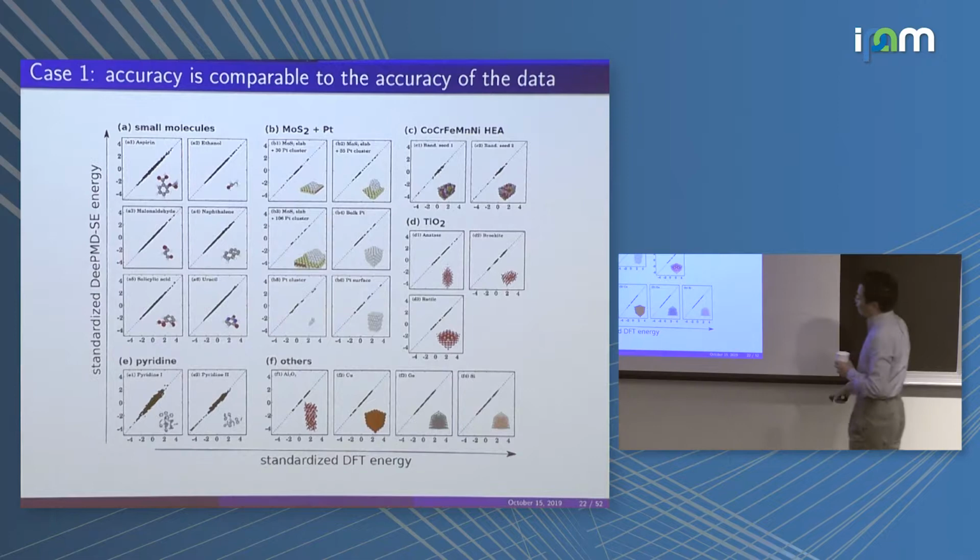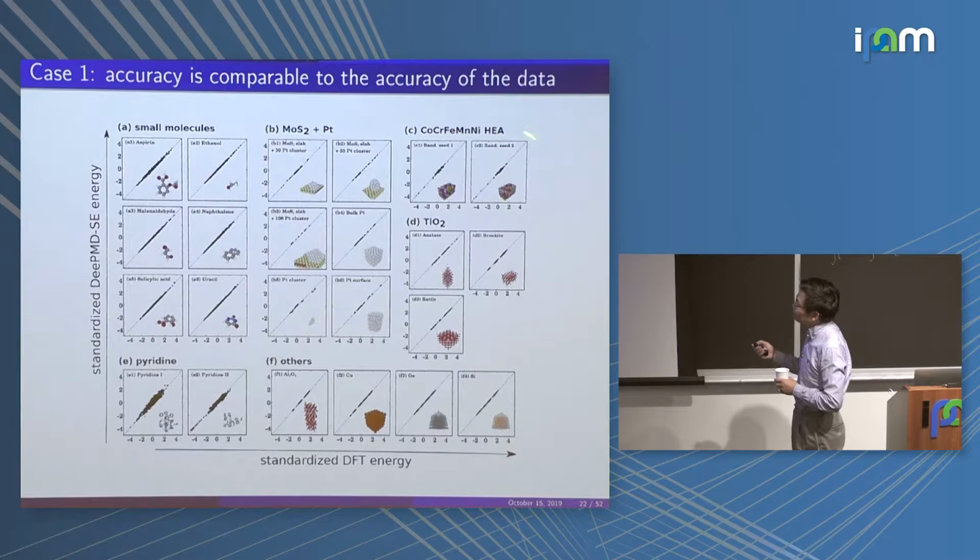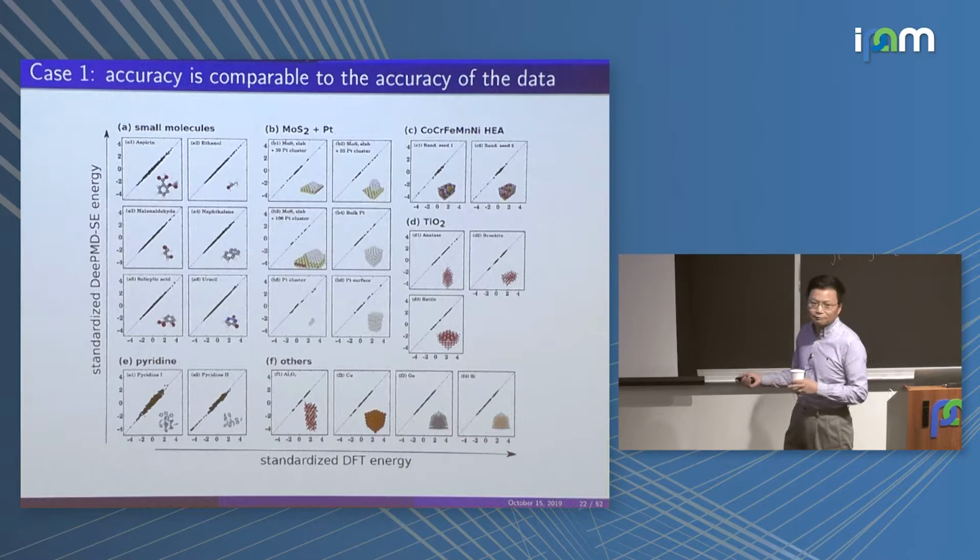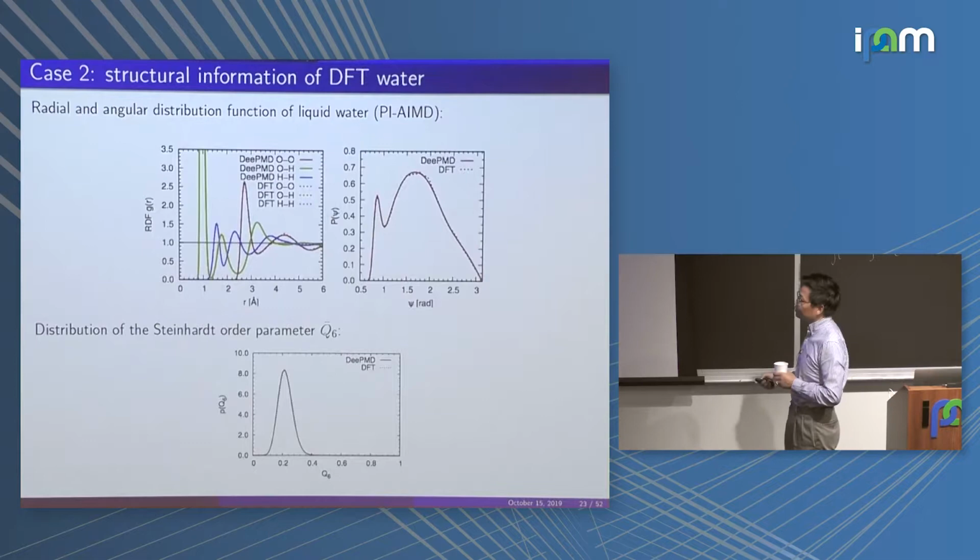So for example, these are small molecules. This is the high entropy alloy with five components. If you want to cook up your empirical potential for this, life would be very hard. Oxides, surface materials, and then big molecules. So the accuracy here is not so great because the DFT itself is not so accurate. So basically, it's comparable to DFT. So now we have to go to work on DFT.